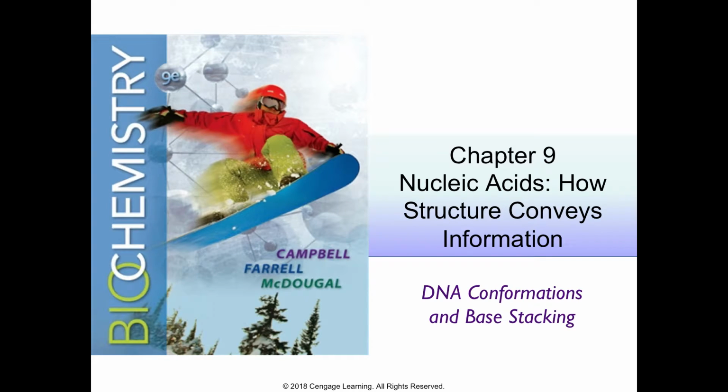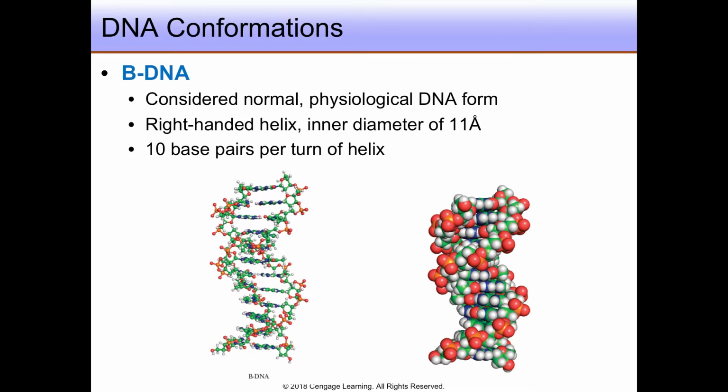In our previous lesson, we saw that the DNA double helix adopts a particular conformation in its secondary structure. Let's look more particularly at the details of this arrangement in order to understand the stabilizing factors. The most common physiological form of DNA is referred to as B-DNA, pictured as a ball and stick model on the left and a space-filling model on the right.